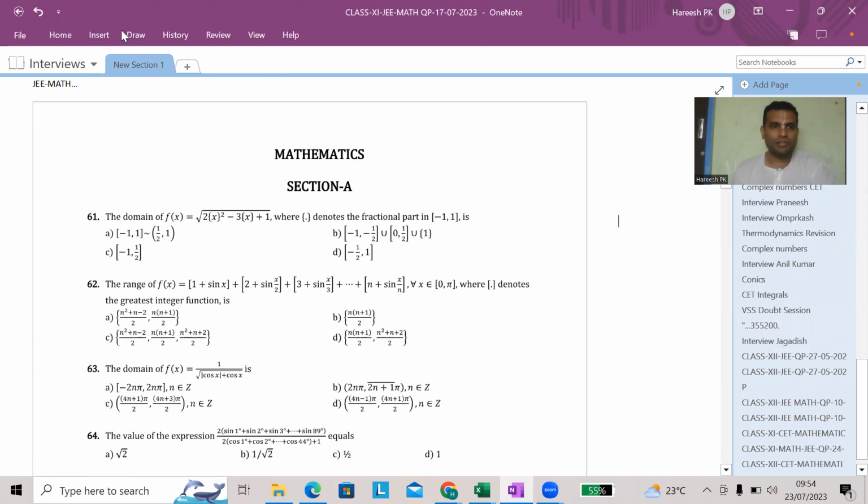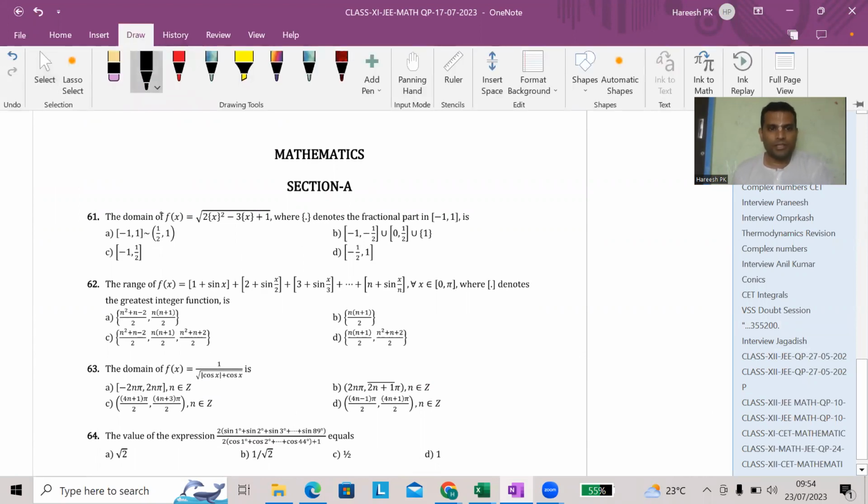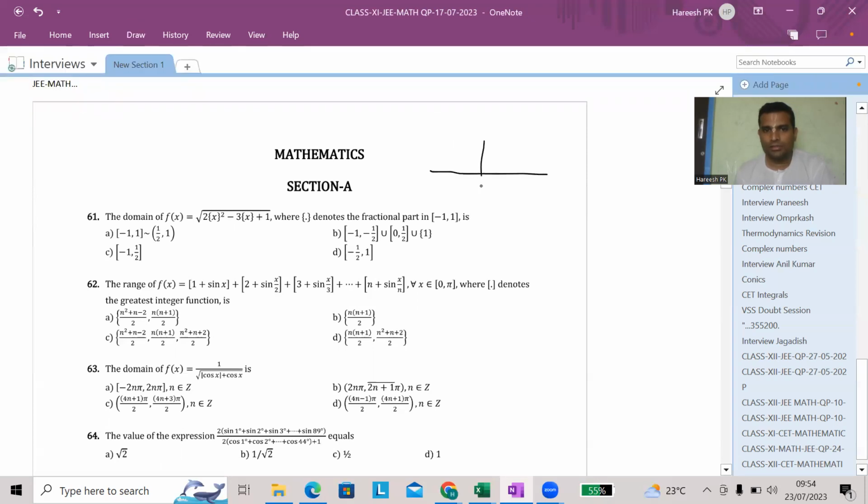The first question is a very simple one. They're asking the domain of this function. I think we have also discussed this in the class. So we know that the fractional part of x will be a graph like this. This shape will repeat. So this is 0, 1, 2, minus 1.